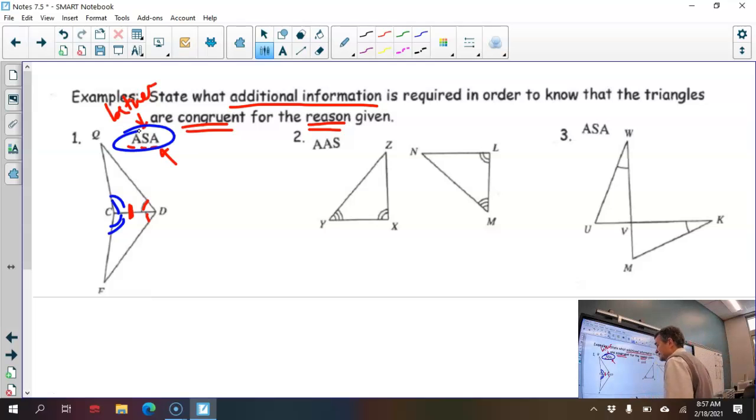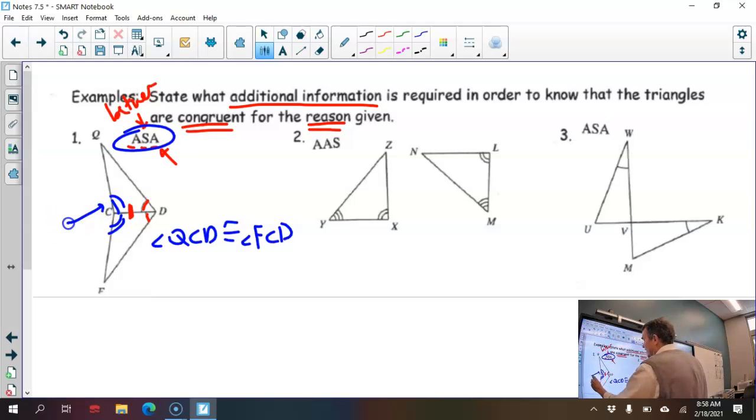So I think what I need in this one is I need angle QCD to be congruent to angle FCD. I think that's an F, it got cut off. Maybe it was an E, I don't know. Do you see that? By saying that these two angles are congruent, I can now use angle, side, angle.